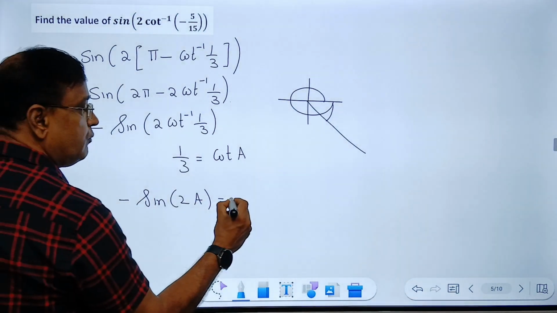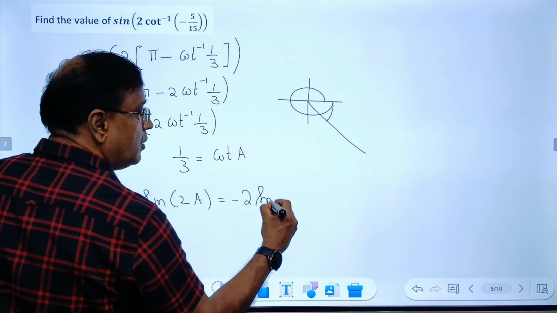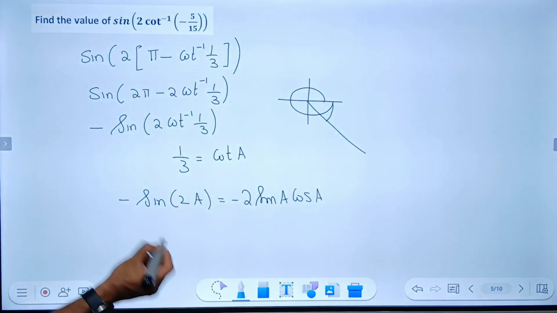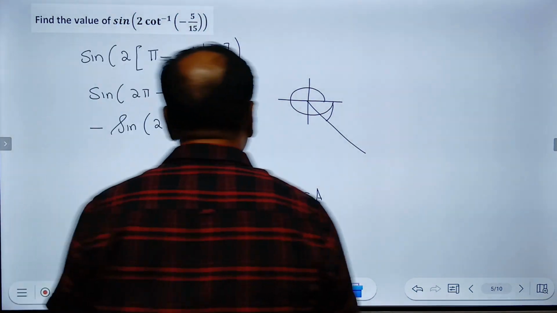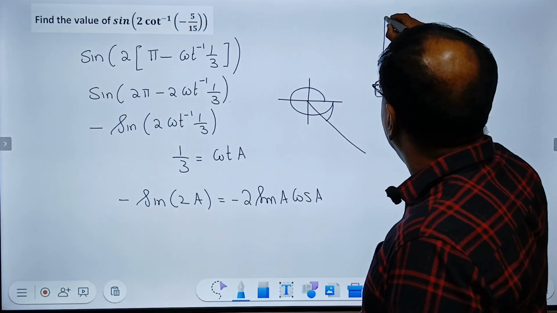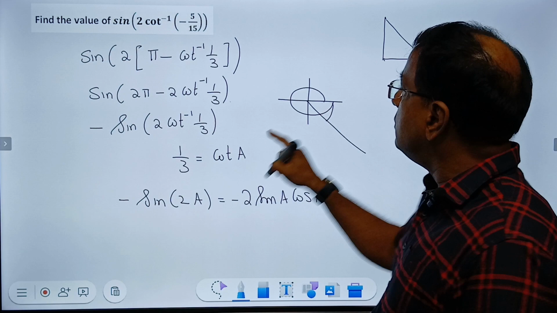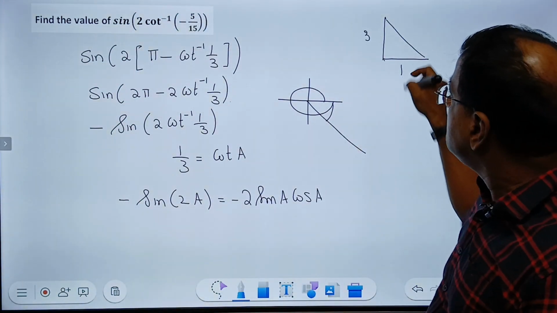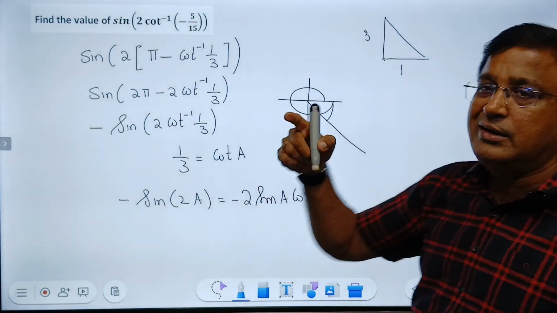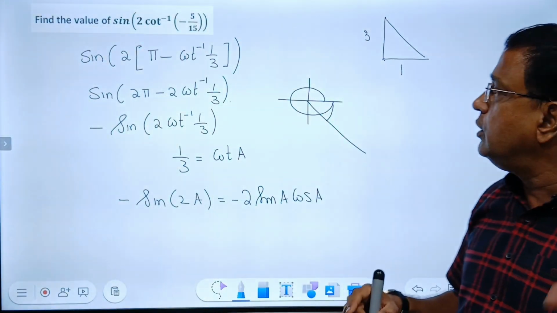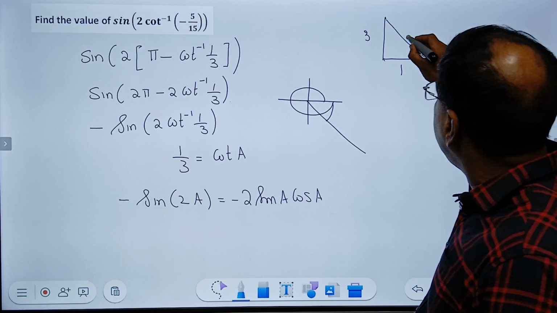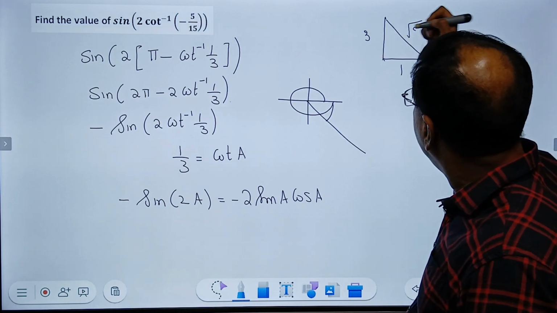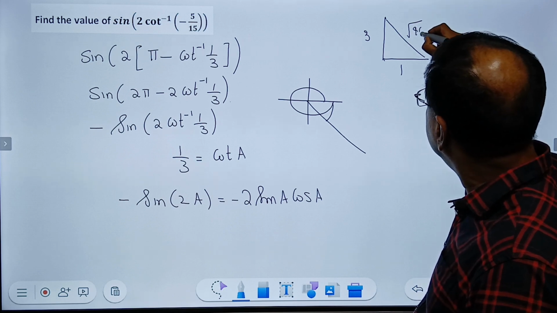Now what is the sine 2A formula? 2 sine A cos A. All this you have studied in trigonometry. Now let me use a triangle. You know cot A is 1 by 3. Cot is adjacent by opposite. I am supposed to put k and 3k, doesn't matter. I am not worried about the ratios. Now by Pythagoras theorem, this will be root 8, 9, root 10. Correct? This is root 10.